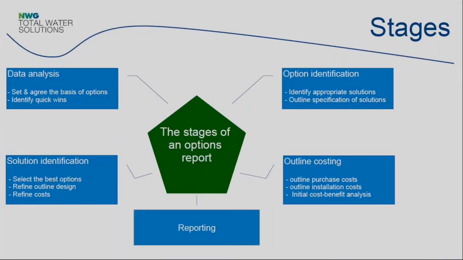So if we look at the stages of an options report, if we start in the top left-hand corner with data analysis, regardless of what you're doing, whether it's a water retrofit, effluent treatment, effluent management, whatever it is, the first stage is to gather your data. Now, that could be numerical data about water consumption or effluent production. It could be about number of members of staff, what your budget's likely to be, what your timescales are. And in good project management practice, the first thing you do is set out your scope. So you set and you agree what the basis of the options is.